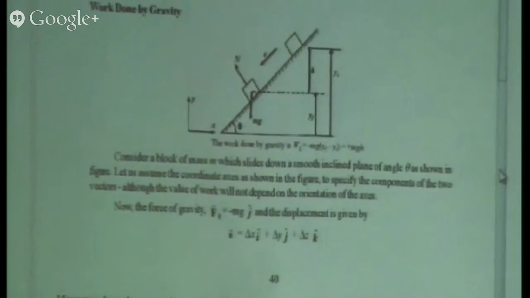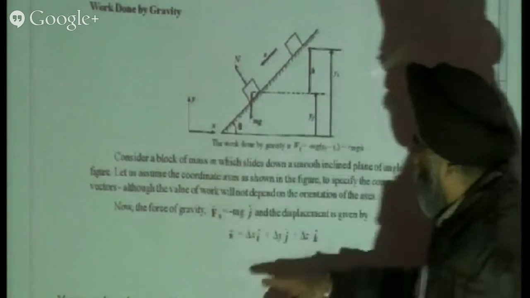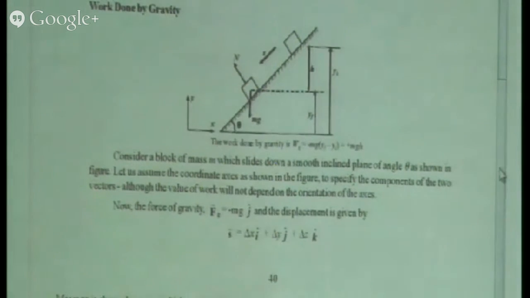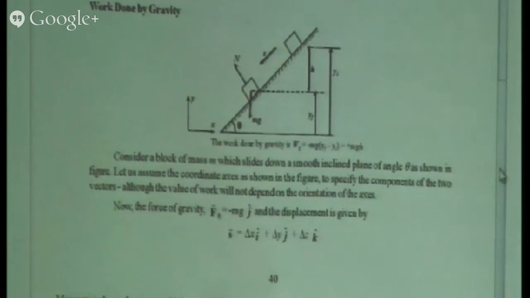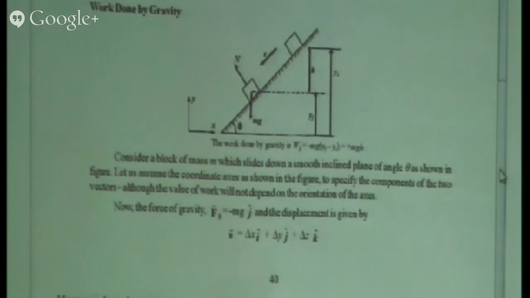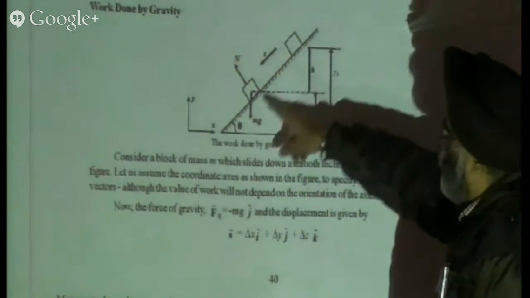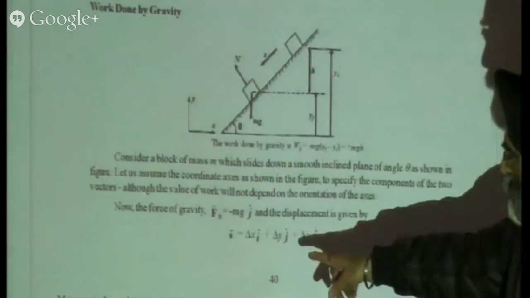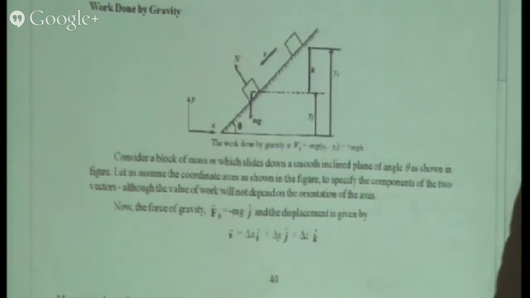So if you choose an XY coordinate system, what will be the force? Minus mg j. If you think some new concept is coming or you are not conversant, you can ask, but I hope you know. So the force due to gravity will be minus mg j, because the force is downward in the minus direction, and we have taken an XY coordinate system where X is rightwards, Y is upwards. Now the block starts from here and reaches this point. The displacement is delta x i plus delta y j plus delta z k.